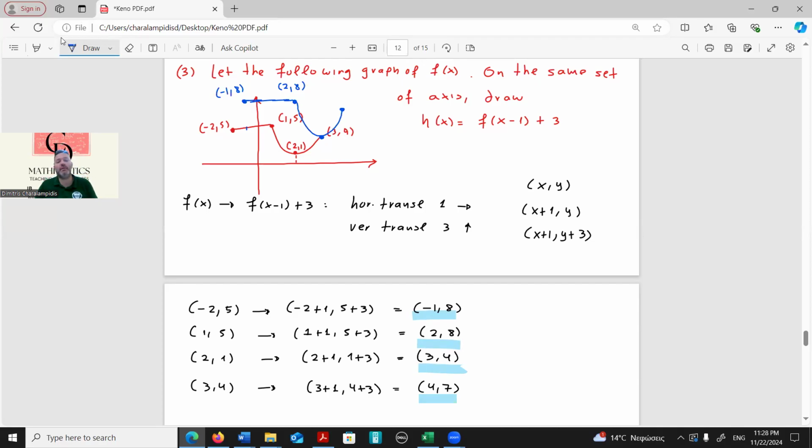That would have been the new graph, which is evident, since here we're talking about translations, but in general, the same process could be applied for any transformation. In this case, that graph moved 1 to the right and then 3 upwards.